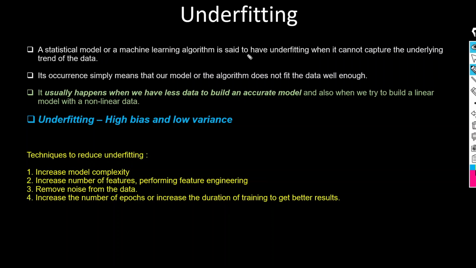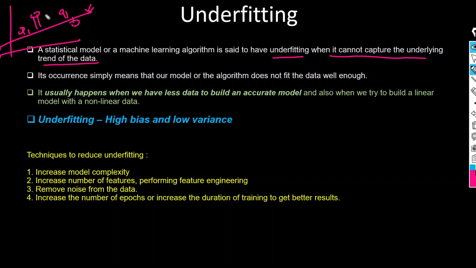Today I am going to discuss underfitting and overfitting. If you see here, a statistical model or a machine learning algorithm is said to have underfitting when it cannot capture the underlying trend of the data like this. If we have these particular data points and we use this linear regression line, then it will not be able to fit all the data points properly, right? So that is called underfitting. It is not able to fit all the data points properly.